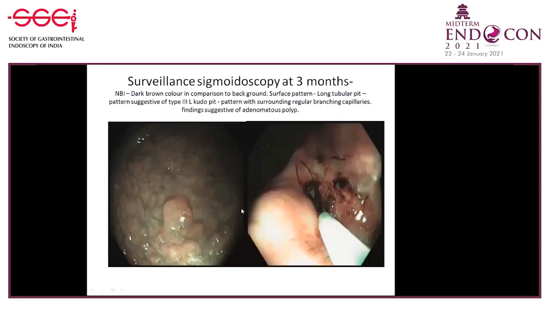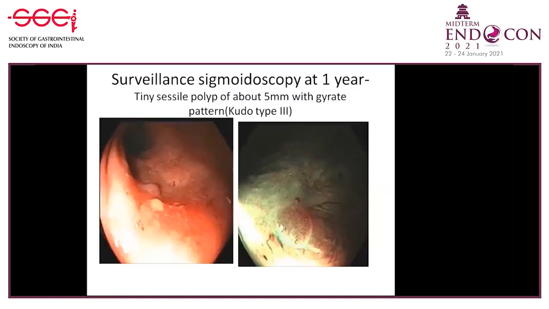Now you can see here in 3 months, there's wonderful healing. In one area alone, there was some dark brown color on NBI, so we went in and biopsied it, and it came as an adenomatous polyp. After that, we still kept the patient under surveillance, the same patient at 1 year.